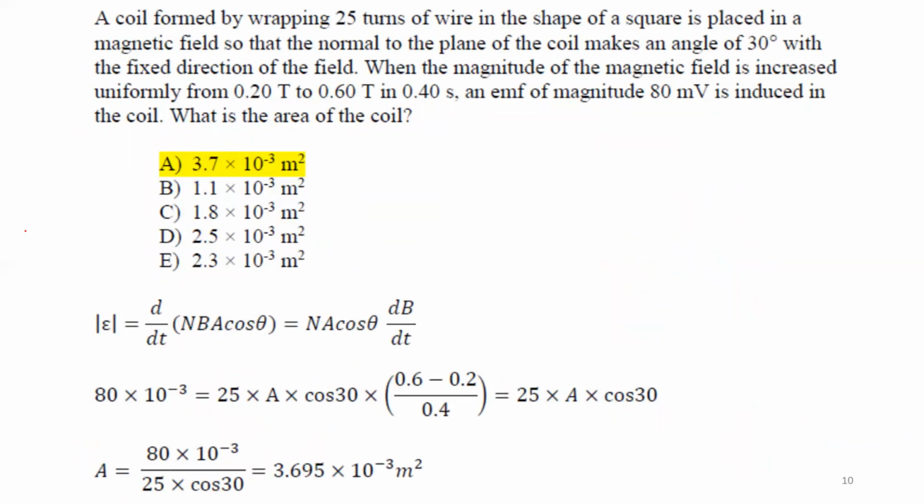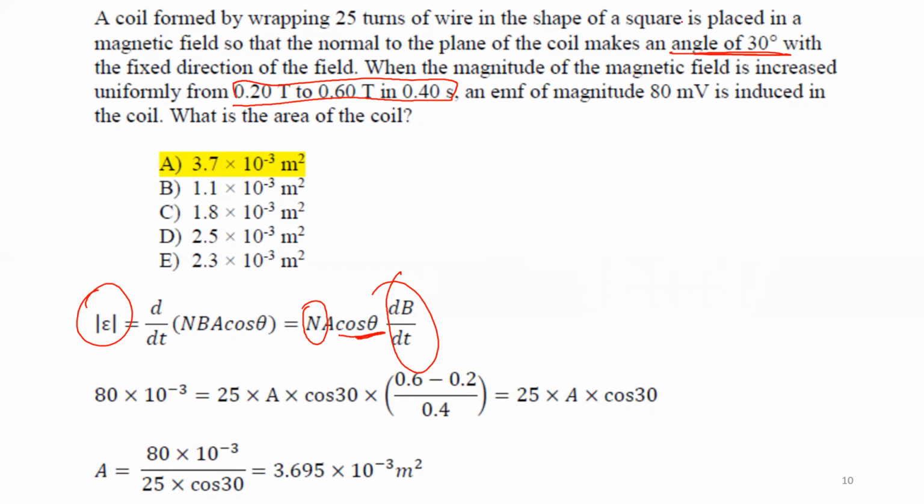Okay, so this is also the same thing. I will solve it, so you will solve it. It's very straightforward. So here I'm asking you about the area. I give you the EMF induced, and I give you what is varying and how it's varying. This is how the magnetic field is varying in time. I'm also giving you the number of turns, and I'm giving you the angle between them. I said that the angle between them is 30 degrees, you see?